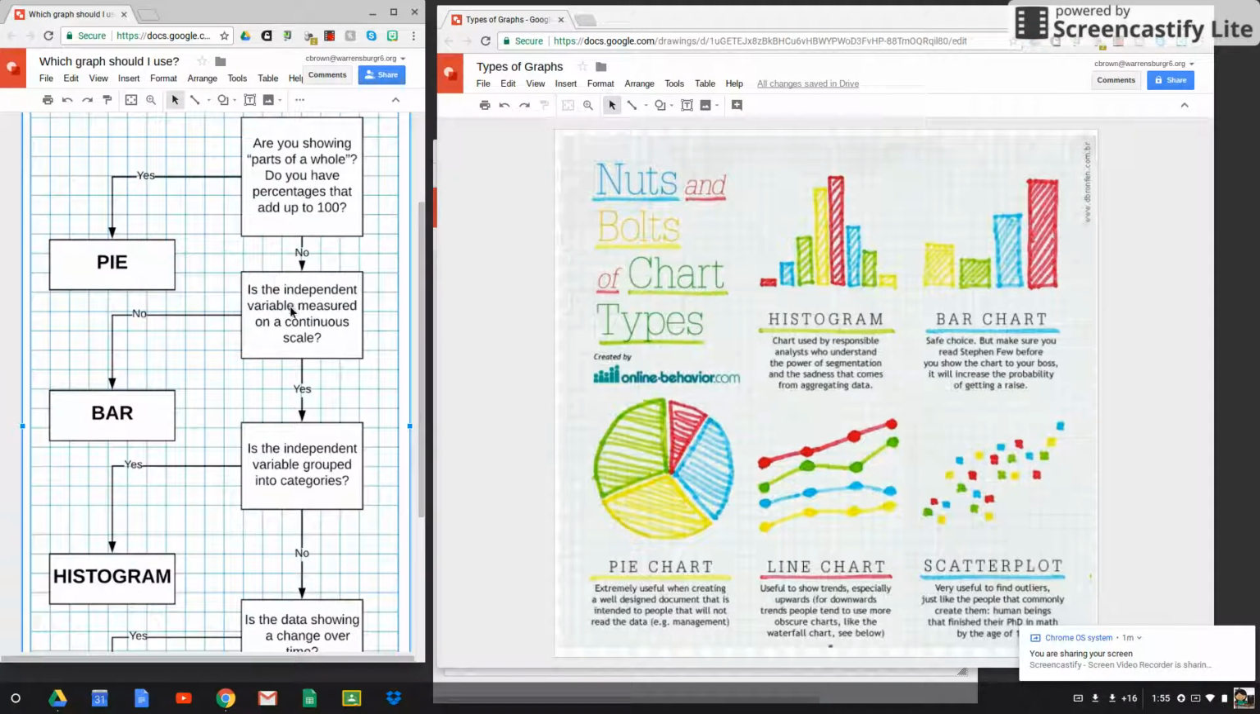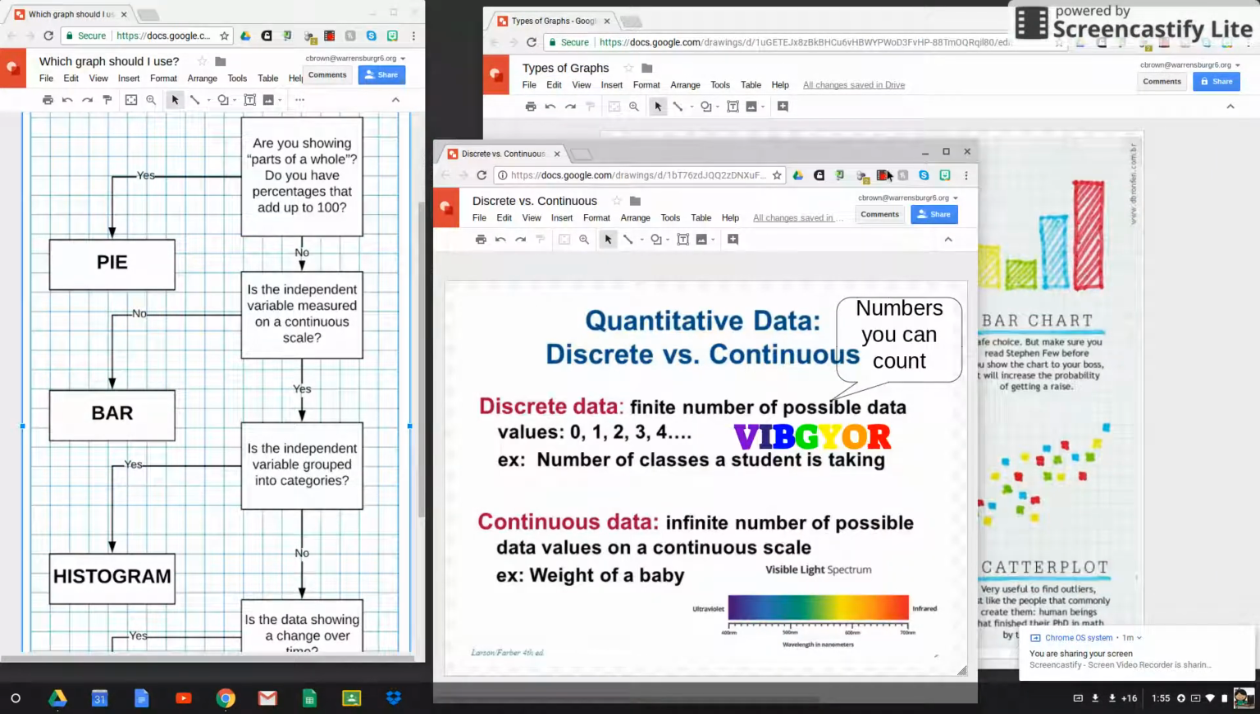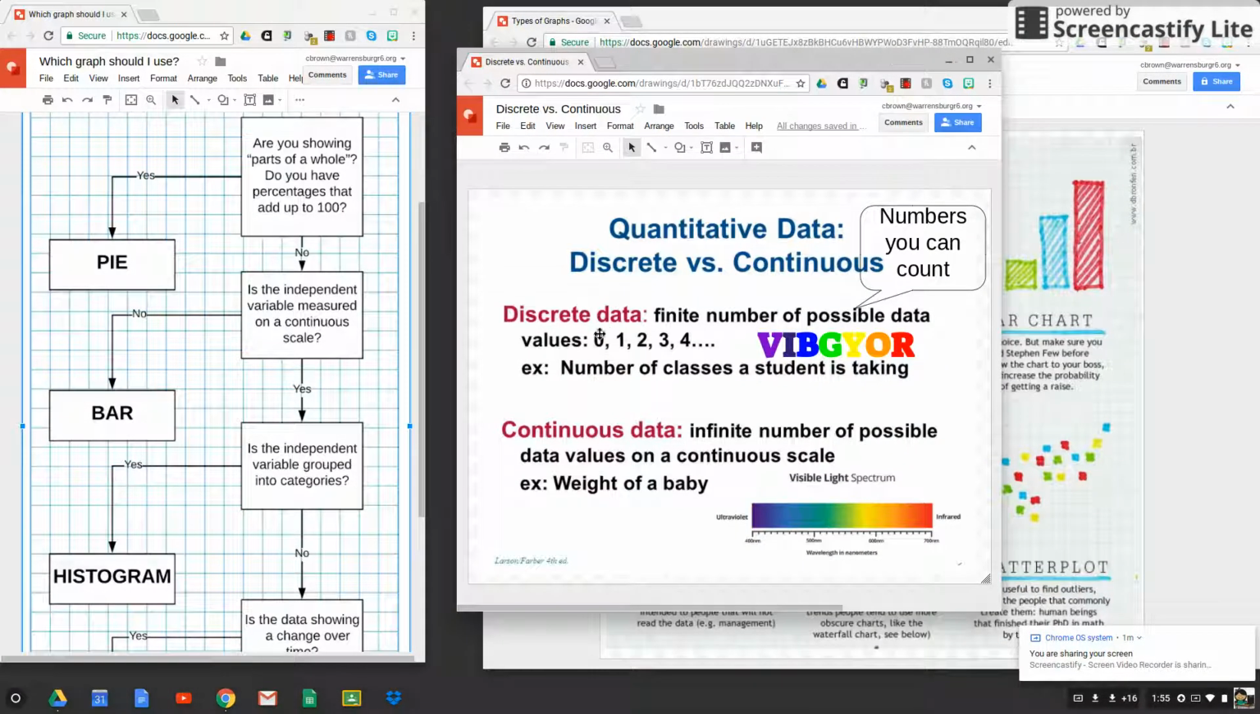Is the independent variable measured on a continuous scale? Your independent variable is also going to be the one graphed on the x-axis. And so to figure out a continuous scale, I have this image to help us.